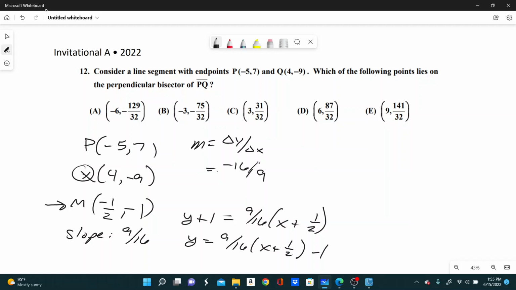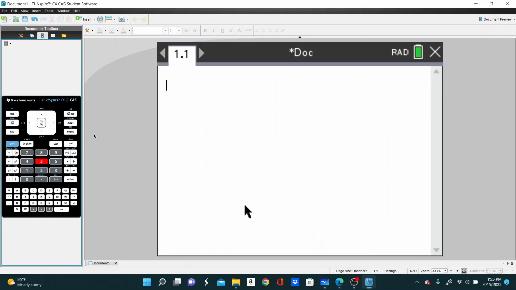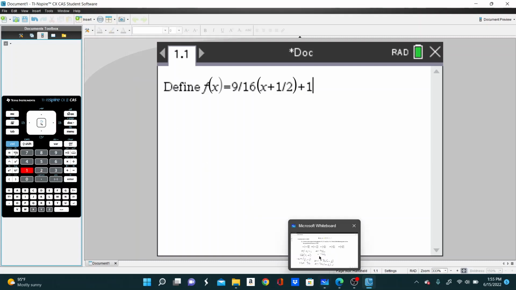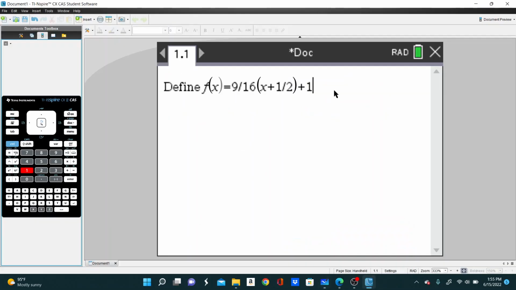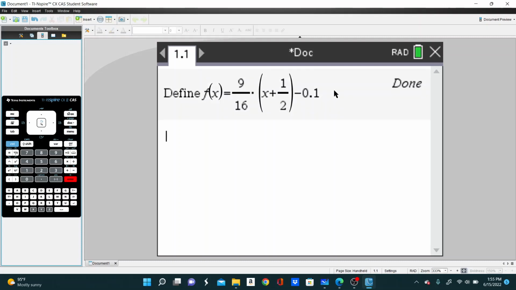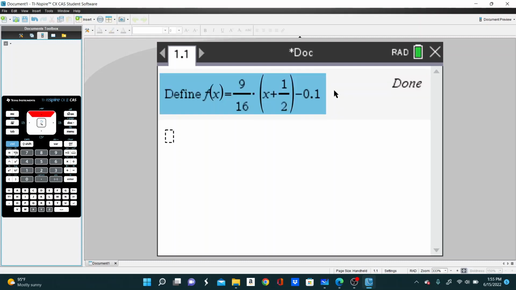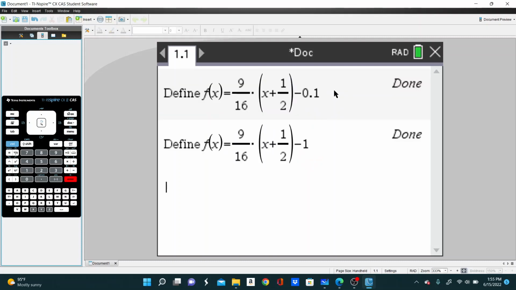And then if we use our calculator, we can actually define a function. So if I do menu 1, define f of x equals 9/16 times x plus 1/2, minus 1, like we figured out over here. Then we can very easily plug in x's and see what y comes out.